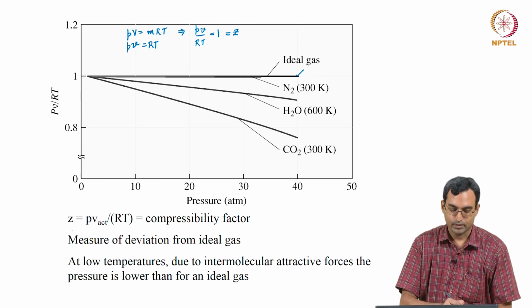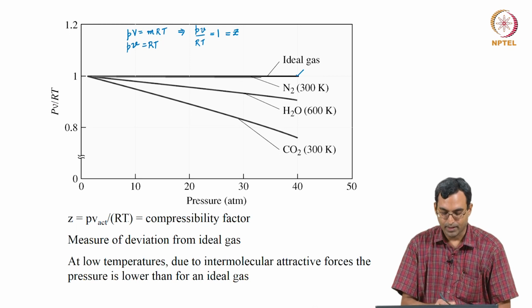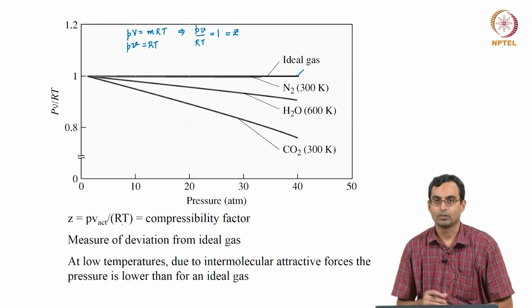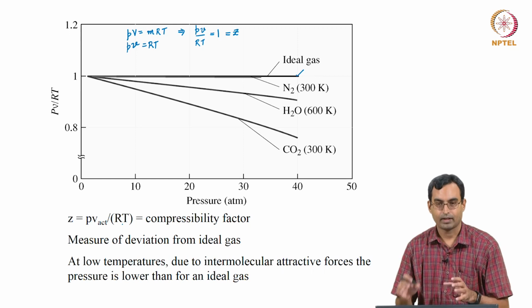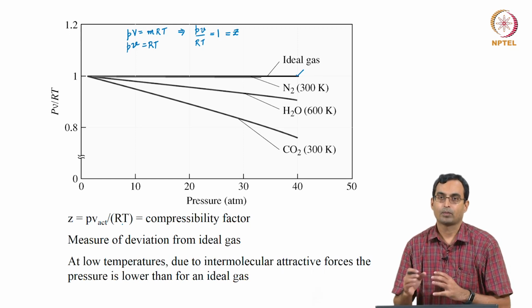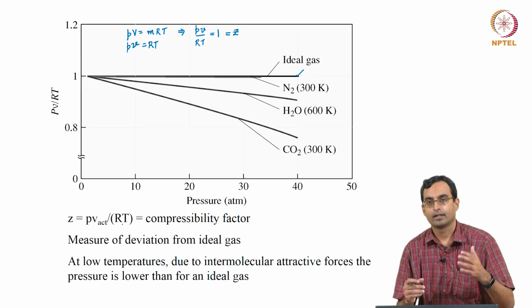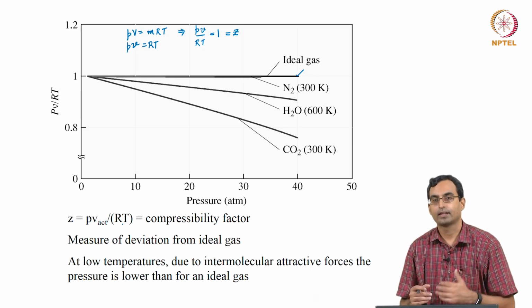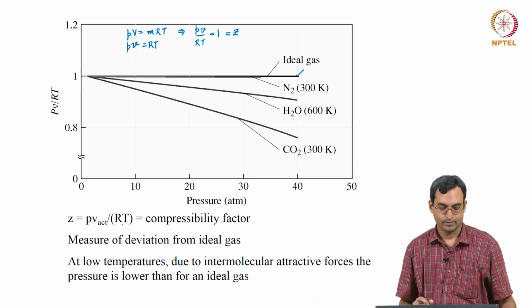So, the Z, which is the value of Pv by RT, where v is the actual volume it is occupying, if you have pressure and temperature fixed, tells us how close it is to ideal. So, if it is 1, it is ideal. If it is less than 1, the nearer it is to 1, the more ideal it is. The farther away from 1 it is, the less ideal this gas is.